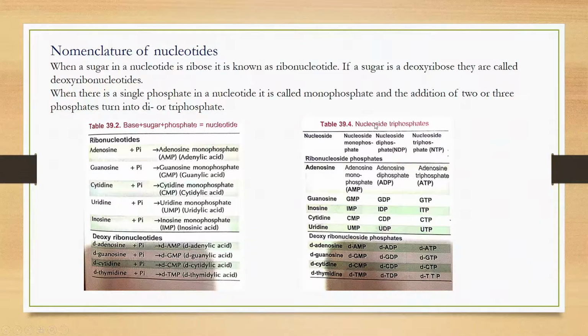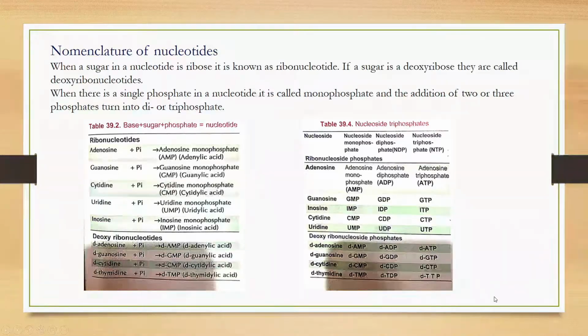And for deoxyribonucleotides, the small d is used as a prefix. So dAMP, dGMP, dCMP, dTMP. An addition of 2 or 3 phosphates turns it into diphosphate or triphosphate, like ADP, ATP. And also for deoxyribonucleoside phosphates, the small d is used as a prefix.